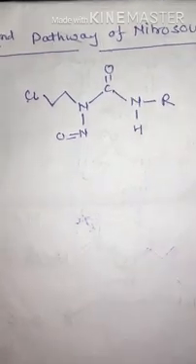Here we have chlorine, nitrogen attached to the nitroso group. We have C double bond O, the urea, and this is R. So this is the second pathway.